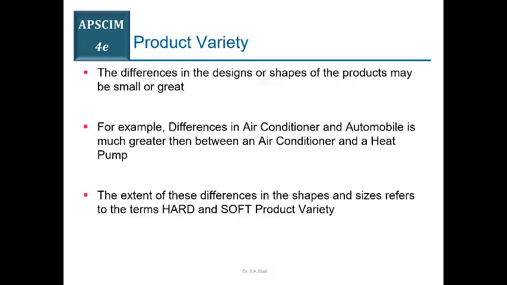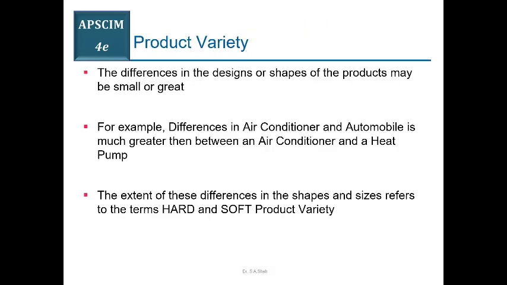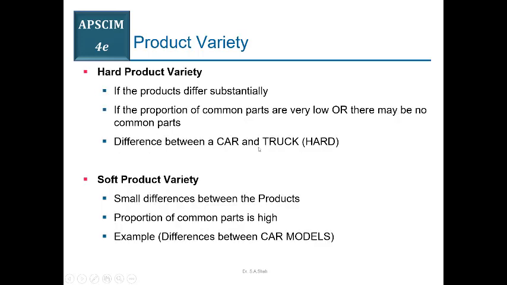And then when you compare the differences of those designs, so they basically refer to the hard and soft product variation. So if the differences are at the lower level, so if there are more number of common parts within two parts or within two products, so it will be soft product variation, या उसको soft product variety कहते हैं. If that differences are at the higher level, तो उसको hard प्रोडक्ट वेरिएशन कहते हैं या हार्ड प्रोडक्ट वैरायटी कहा जाता है.